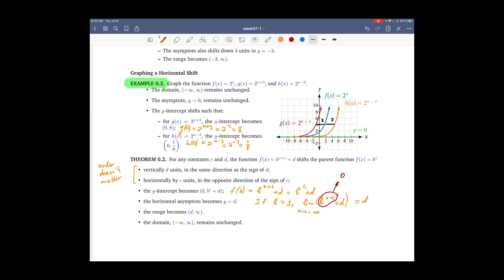If, however, b is between 0 and 1, we could consider the limit at positive infinity.